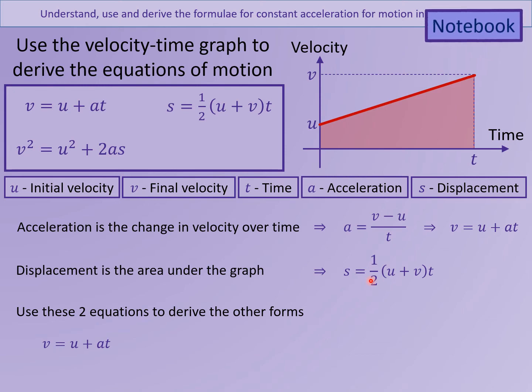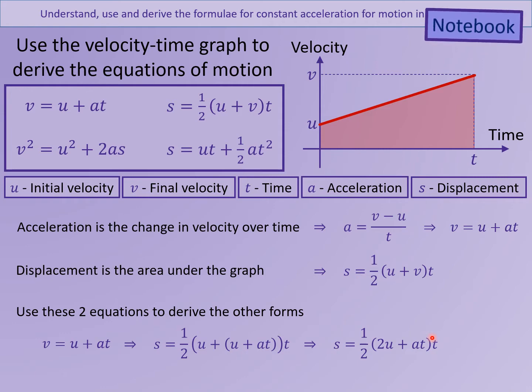We can now rearrange v equals u plus at, substituting it into this formula here. This gives us s equals a half u plus at multiplied by t. Expanding this all out gives us s equals a half 2u plus at multiplied by t. And then expanding this bracket leads us to this equation, s equals ut plus a half at squared.